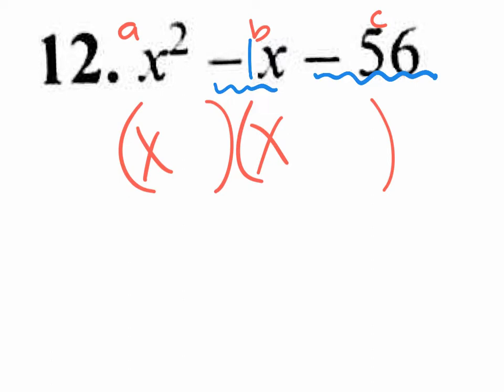Negative 7, negative 8 and positive 7. Right, negative 8 and positive 7. Now, if you're struggling, you might want to make a list. How could you get negative 56, negative 1 times 56?